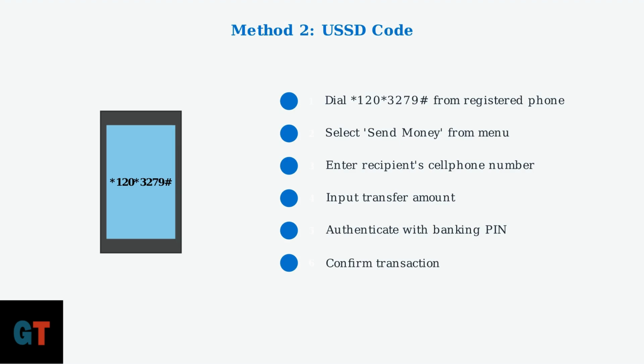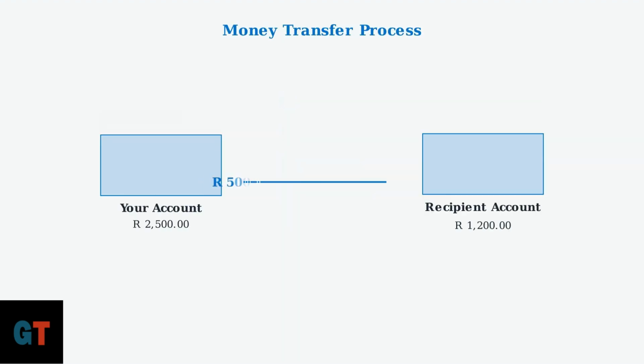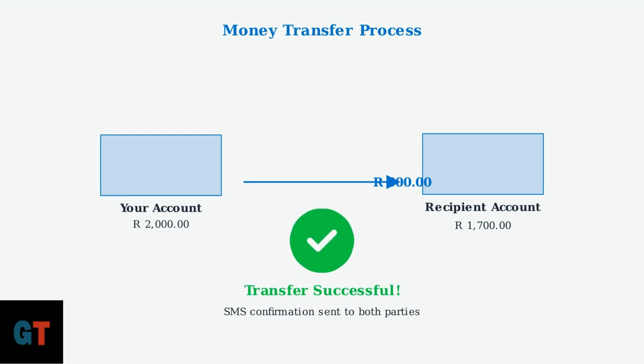This method works on any phone, including basic feature phones, making it accessible to all users. When you initiate a transfer, the money moves instantly from your account to the recipient's account. The system processes transactions in real time, ensuring immediate availability of funds. Both methods provide instant confirmation and SMS notifications. The recipient receives the funds immediately, making Capitec's cell phone transfer system one of the fastest and most reliable in South Africa.